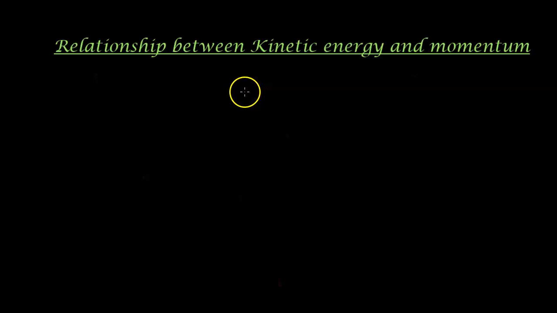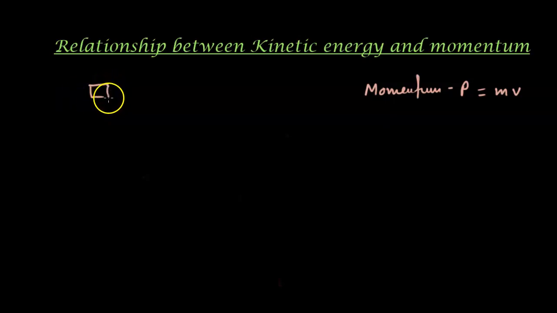Hello everyone. In this lecture of the work, power, energy series, we're going to understand the relationship between kinetic energy and momentum. We all know momentum, which you might have read in class 9th. We represent it with P, and it is the product of mass and velocity. It's a vector quantity.